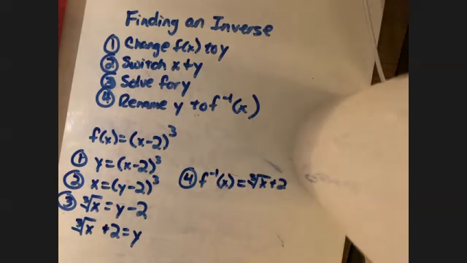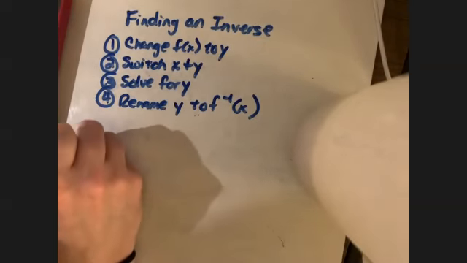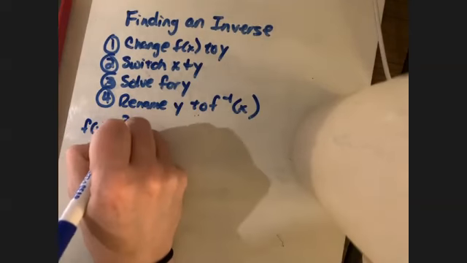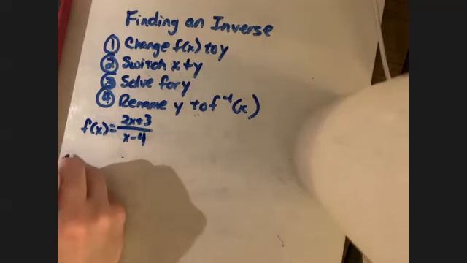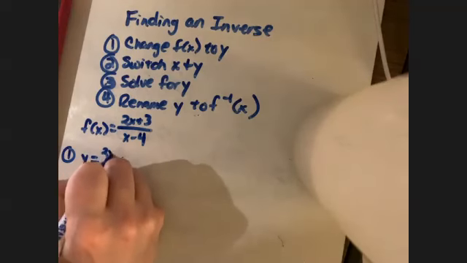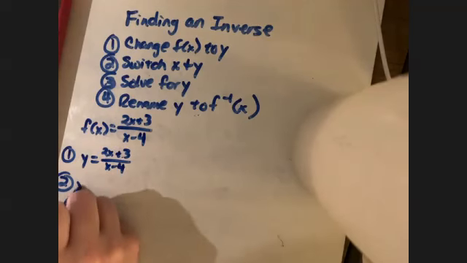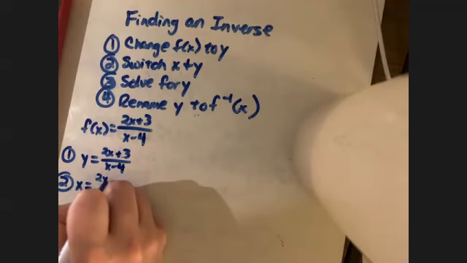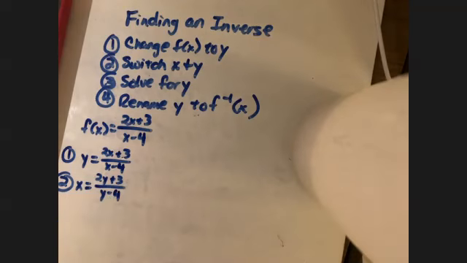Now, I am going to look at one that is a little bit more challenging, just because you may encounter one of these, and I want you to be aware of how to do it. So f of x equals 2x plus 3 over x minus 4. Same starter steps. y equals 2x plus 3 over x minus 4. Switch. Now, what makes this one a little bit more challenging is the fact that we have 2 y's in it, and now we're going to have to work on solving.